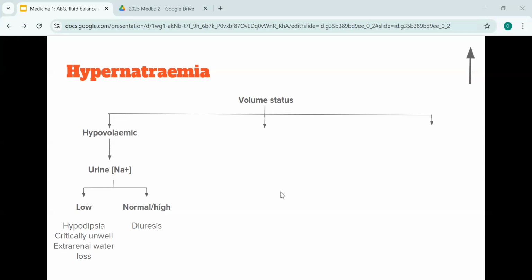If the patient is hypovolemic with normal sodium, we're considering normal diuresis.